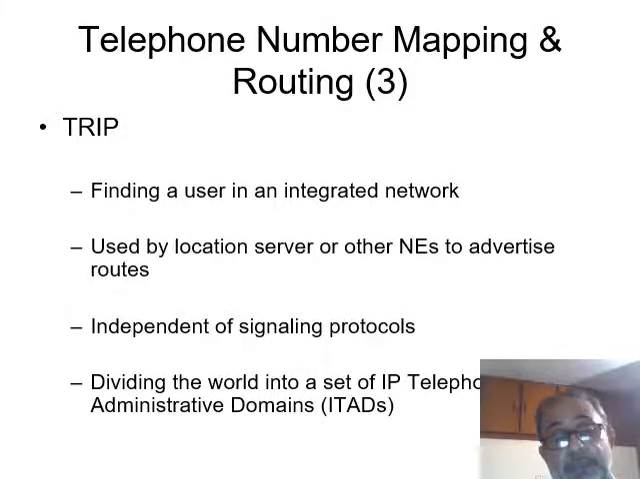Now, what TRIP does is that it finds a user in an integrated network. It is used by location servers or other network elements to advertise routes. The same process of advertisement of routes is done in TRIP, which is used for voice over IP systems, as is done in the data networks. But it has its own different protocols. It divides the world into a set of IP telephony administrative domains, or ITADs.